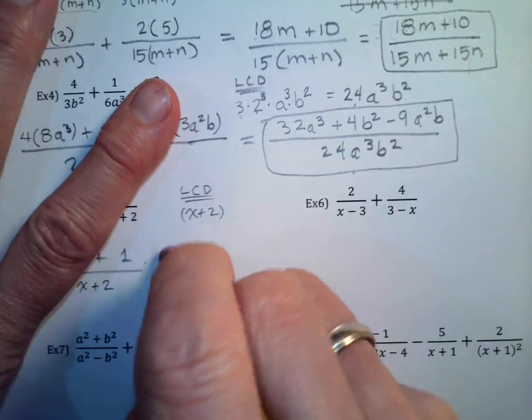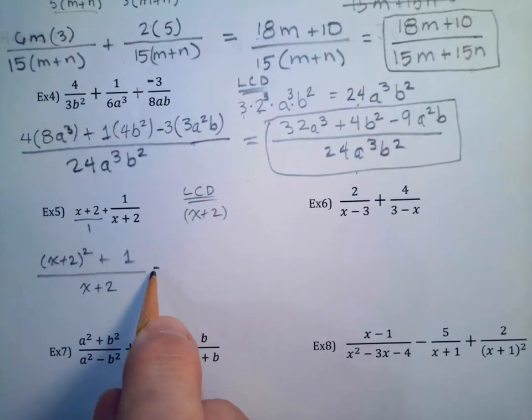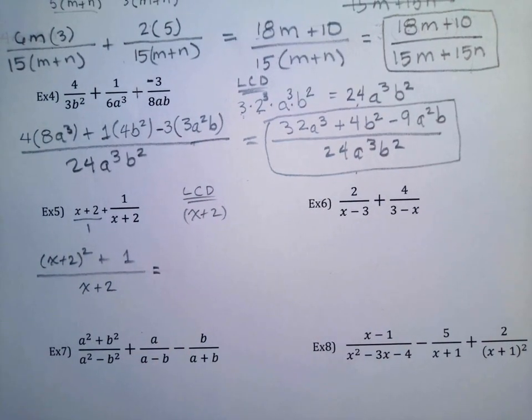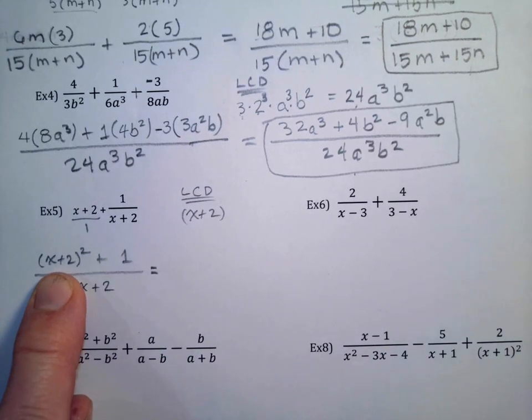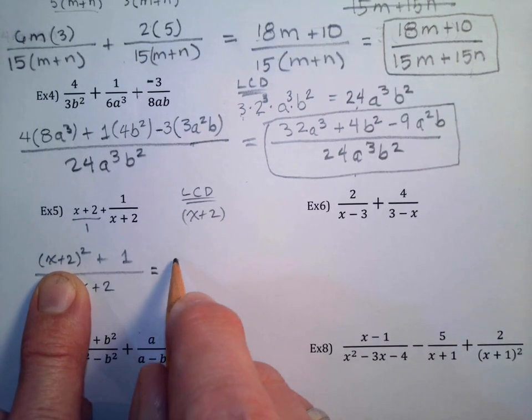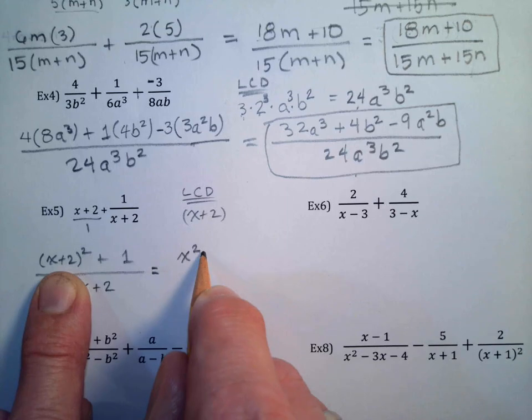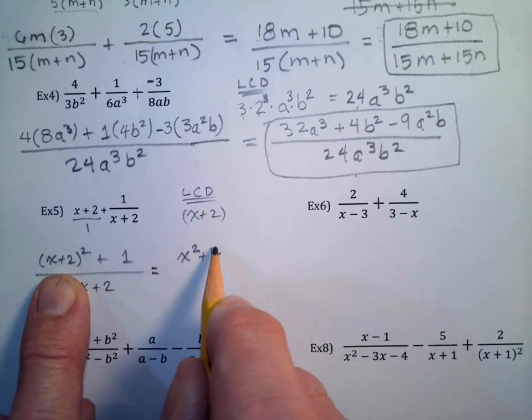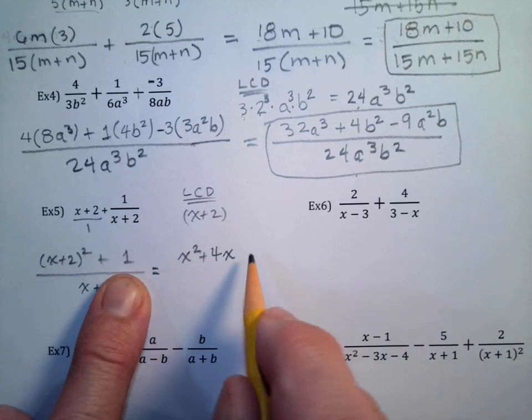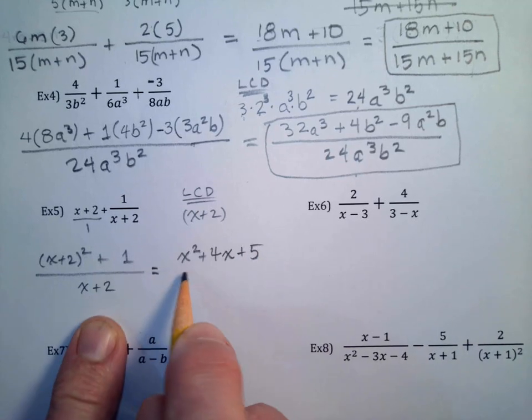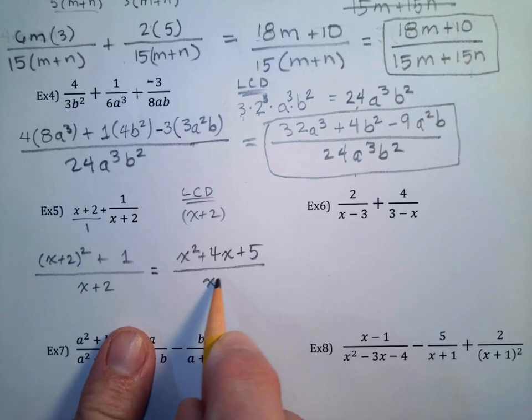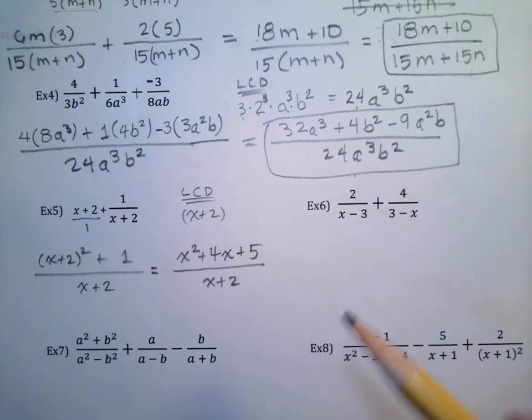Let me shorten that fraction a little bit so I have a little more room to work. And then what's this going to be? This is going to be, we can simplify that. That's x squared plus twice the product, 4x, plus 4, but plus this 1, so let's say plus 5, over x plus 2. Now, are we done?